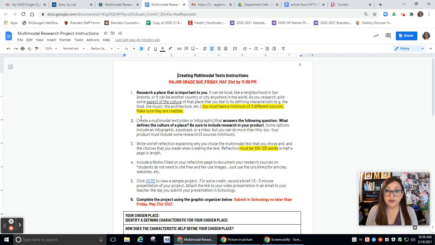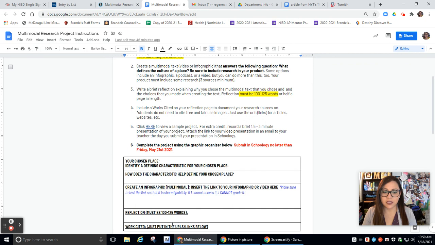You're going to write a brief reflection explaining why you chose that platform. So, if you wanted to create a video or if you wanted to create an infographic, about 100 to 125 words, which is about half a page in length, and I'll show you an example. You'll also include a works cited, but honestly, it's in this graphic organizer.